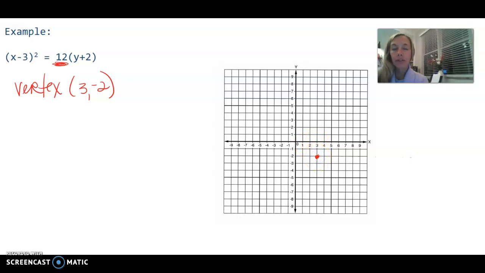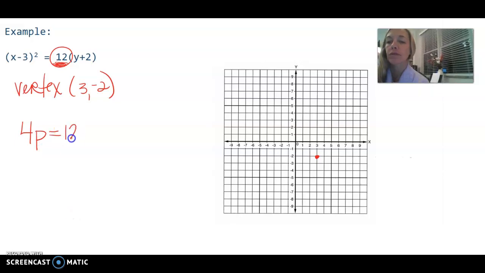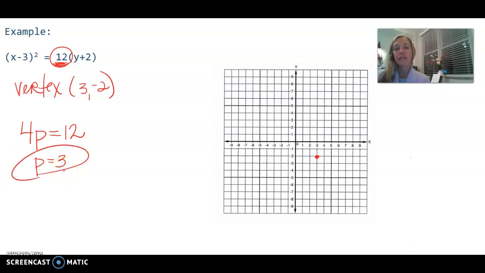Okay, after I figure out what that is, then I need to get those two vocabulary words, the focus and the directrix. So remember that this number right here is always 4p. So in this problem, 4p equals 12. So if I get p alone, obviously I know that p is 3. Okay, so that tells me where the focus and the directrix go.